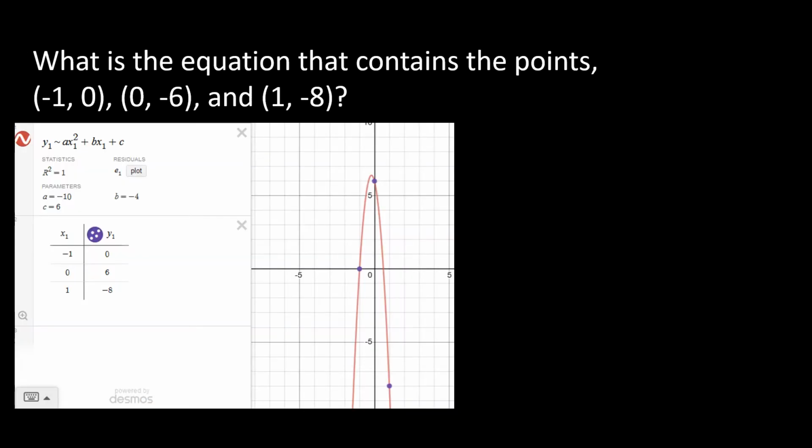So for this problem, it says, what is the equation that contains the points -1, 0, 0, -6, and 1, -8? And so what we did here is we had to use Desmos. When we go through this, you always want to make sure that you label your points x and y. And in Desmos, we had to use the quadratic regression equation. And that's in here.